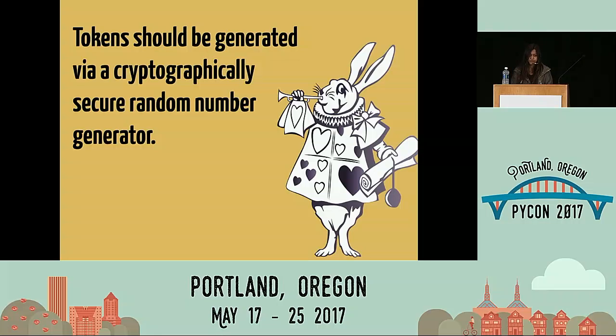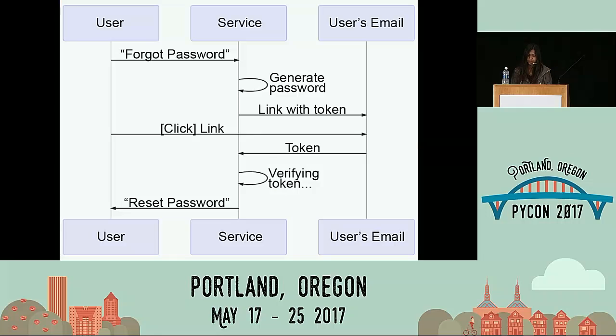But hold on. Let's take a step back. This diagram also makes it clear that the token passes from one trusted party to another through intermediaries we should not trust. What if the user is using an insecure email server and the token is stolen in transit? Now the attackers don't need to guess the token. It's sitting in plain sight. The threat we initially modeled is no longer relevant.